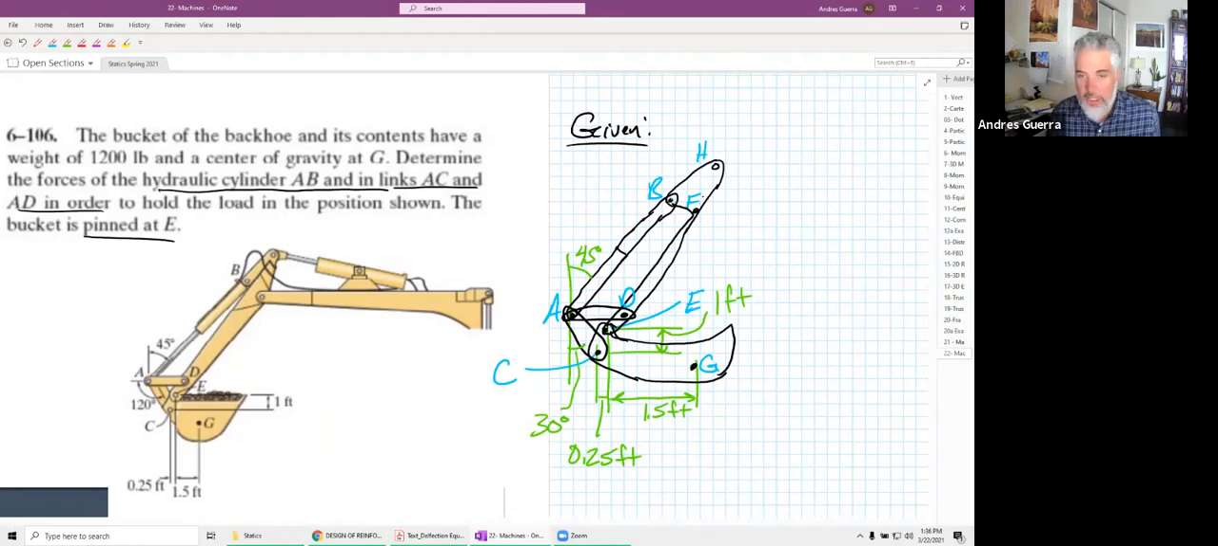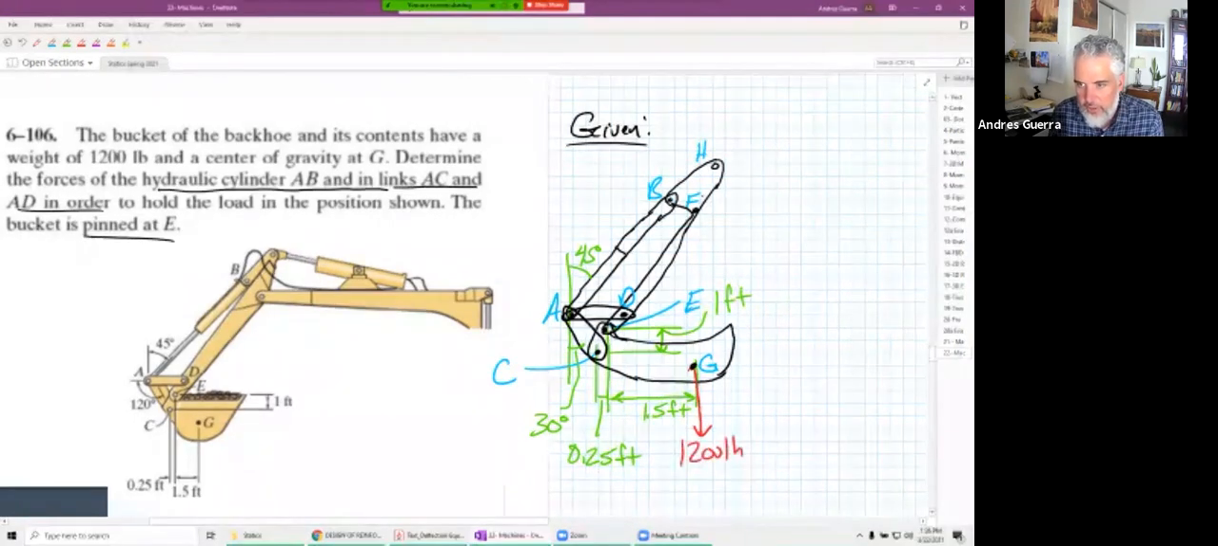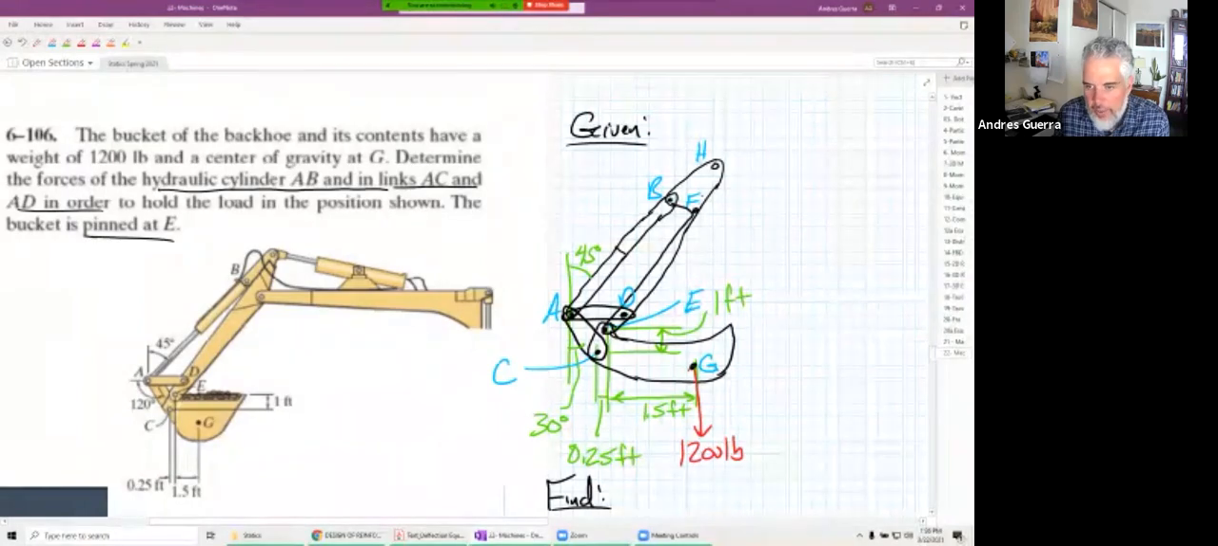So this problem looks totally different, doesn't it? Let's add our force here. They tell us that this is 1,200 pounds. And for this problem, they want us to find AB, AC, and AD.